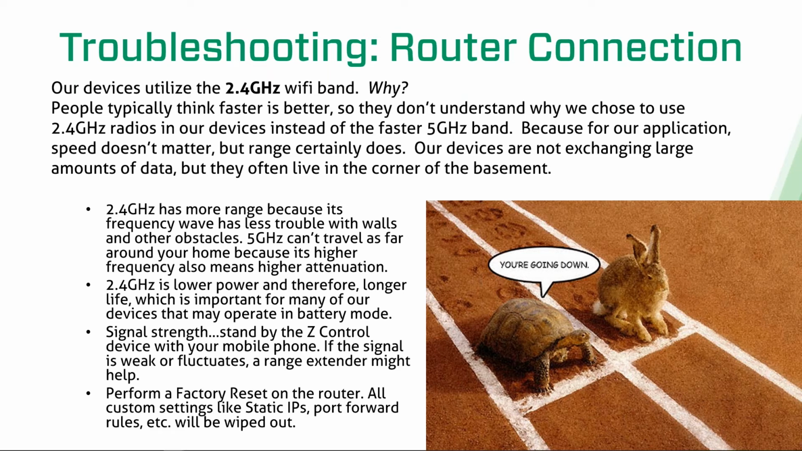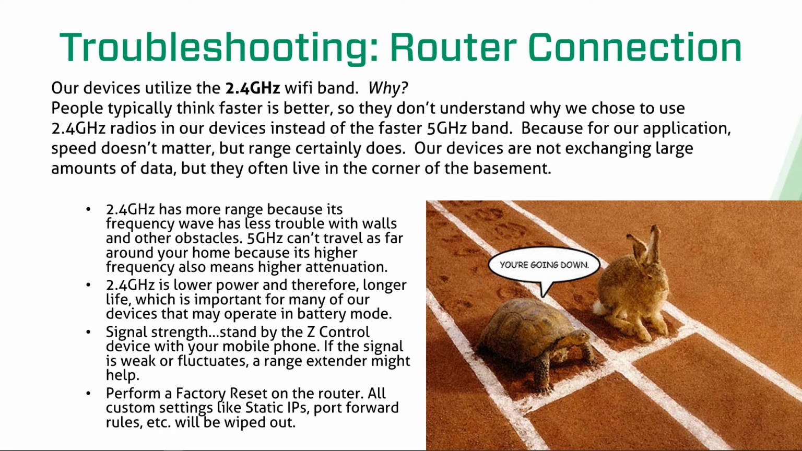Just one comment about the signal strength. If somebody's saying, well, it keeps dropping, the first thing to check is, stand right where that Z control device is. Stand in the basement or wherever it is. Stand there with your mobile phone. And don't just take an immediate snapshot of the Wi-Fi signal strength, but look at the Wi-Fi signal strength and see if it's solid. Does it have 3, 4, 5, whatever bars, or is it at 2? Does it fluctuate? Look at it for about 30 seconds.